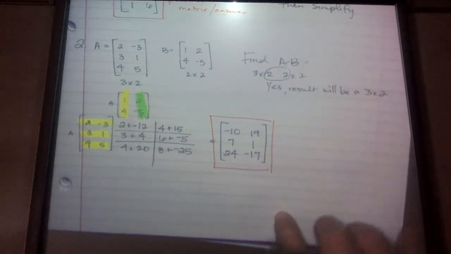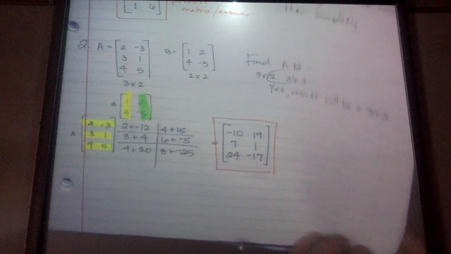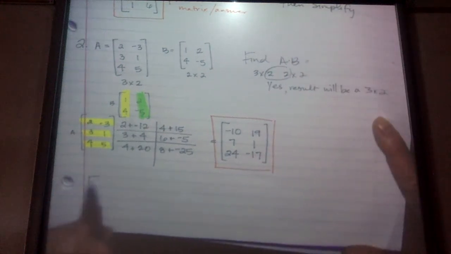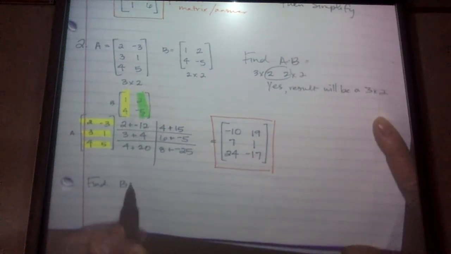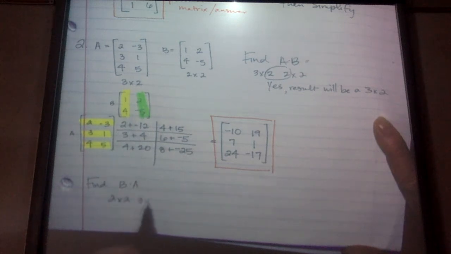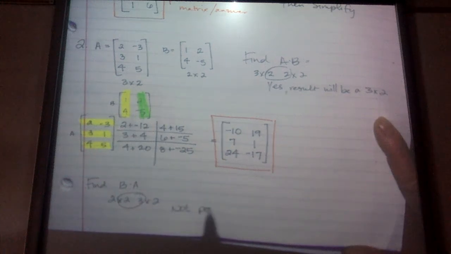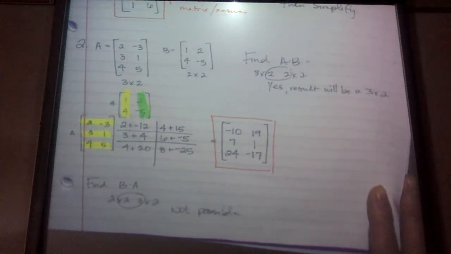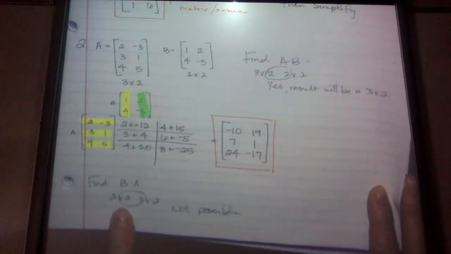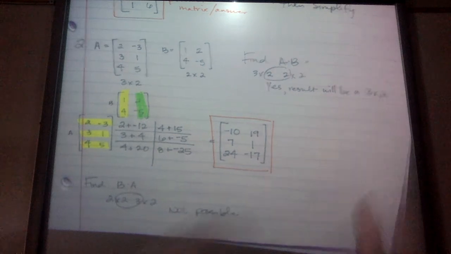All right, I'm going to do one more with you. Now, if I asked you to find B times A, I would write a 2 by 2 and a 3 by 2, and I would say not possible. Okay? So, yes, I can find A times B, but I cannot find B times A. So, know the difference. I'm going to do one more with you, and then we'll do our lesson practice for multiplying.